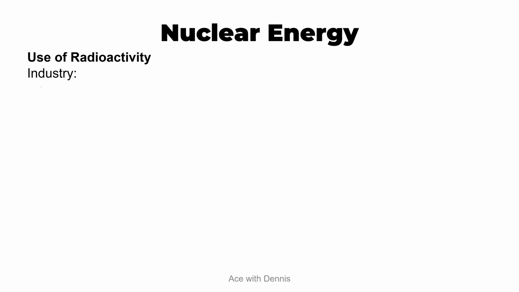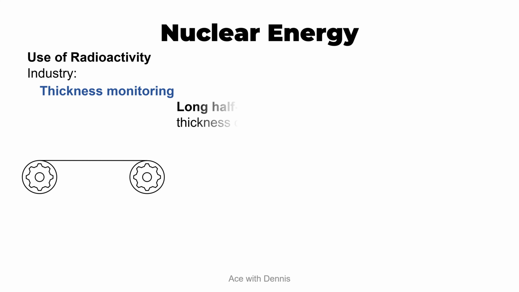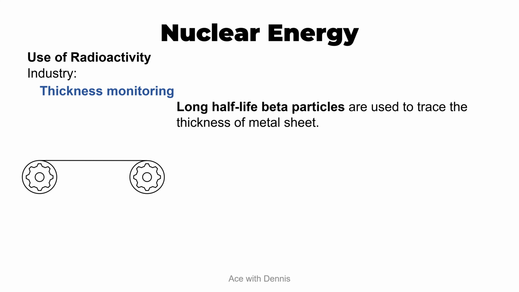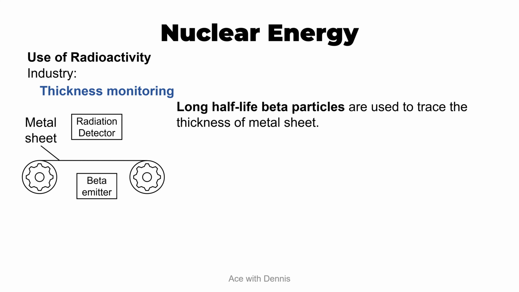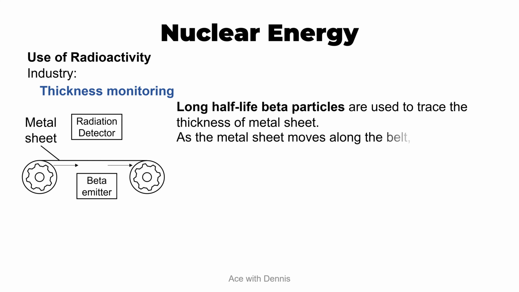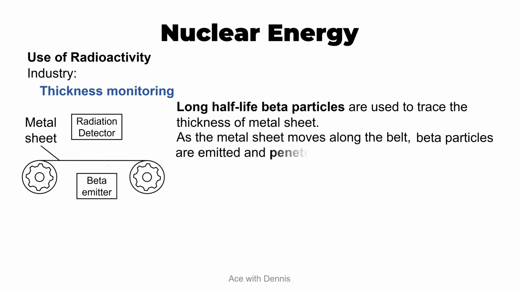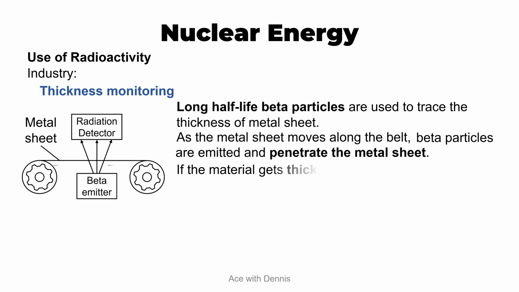Another industry usage is thickness monitoring. Here is how it works. Long half-life beta particles are used to trace the thickness of metal sheet. So you can place beta emitter below the metal sheet and radiation detector above the metal sheet. As the metal sheet moves along the belt, beta particles are emitted and penetrate the metal sheet.